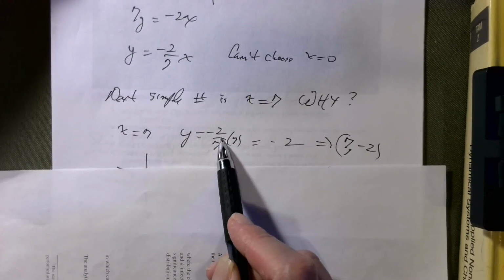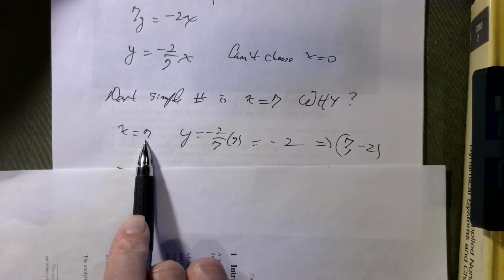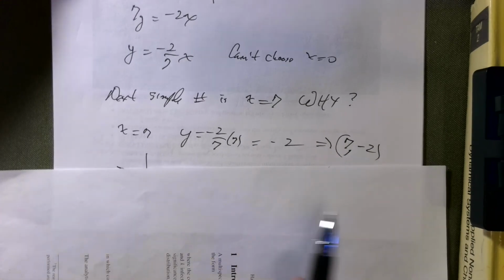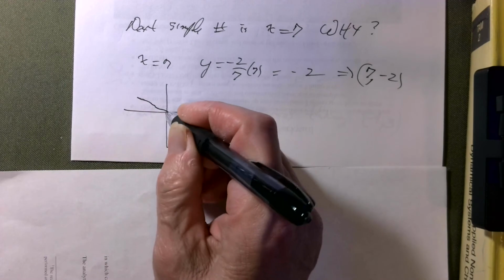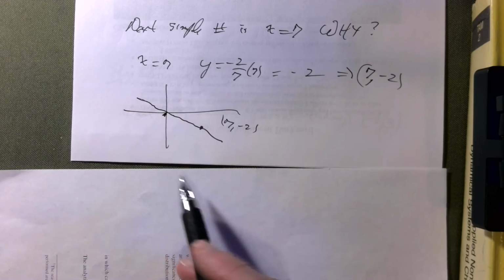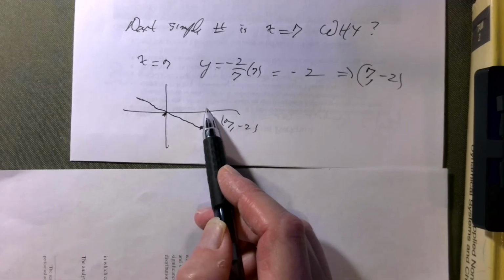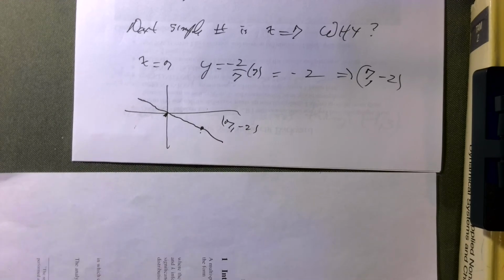So if I substitute in 7, they cancel. So y is equal to negative 2. That means my x is 7 and my y is negative 2. I now can draw the line because I have 1 point passing through the origin, and 7, negative 2 means move over 7, move down 2. There's my picture, my graph of my line.